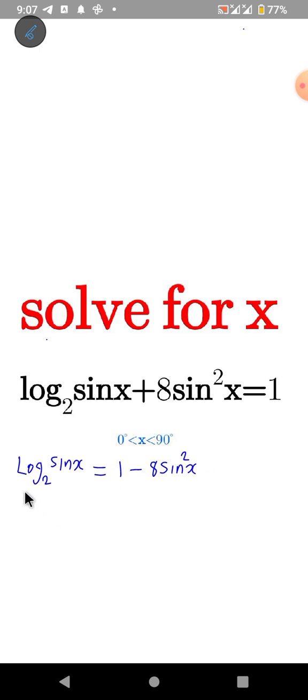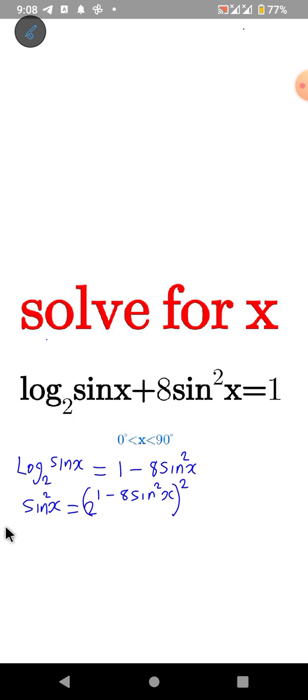So now my next step will be to say that sine x is equal to 2 raised to the power of 1 minus 8 sine square x. Now this is according to the law of logarithm. The next thing I'm going to do is square both sides of this equation. So if I square sine x, I will get sine square x, and I'm also going to square here.